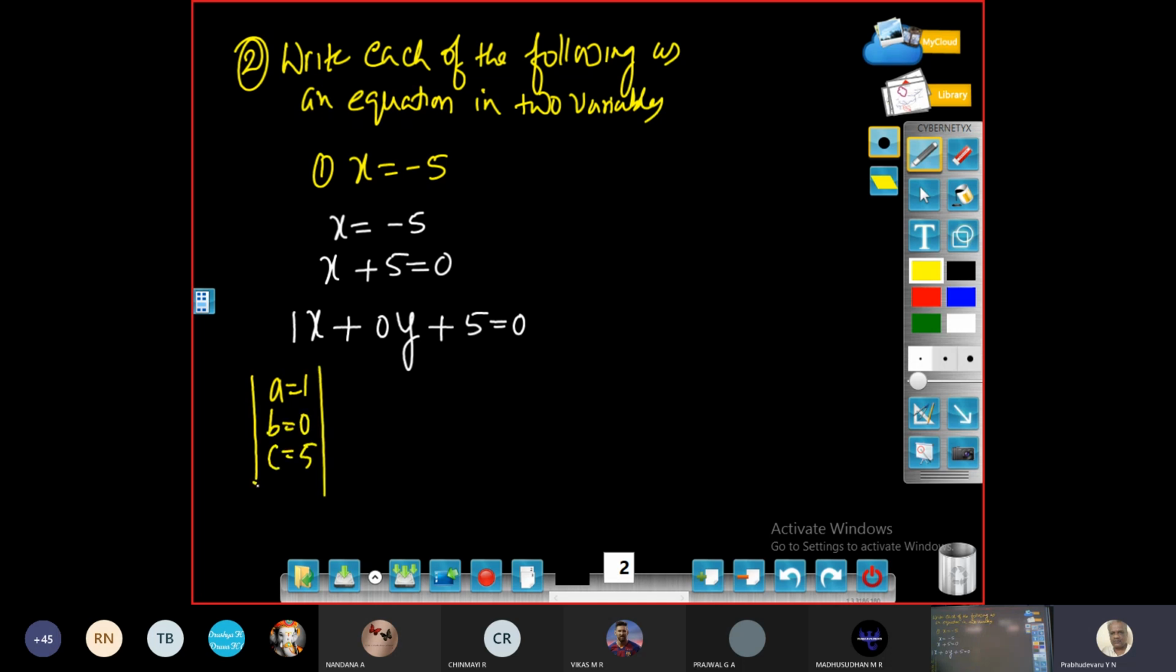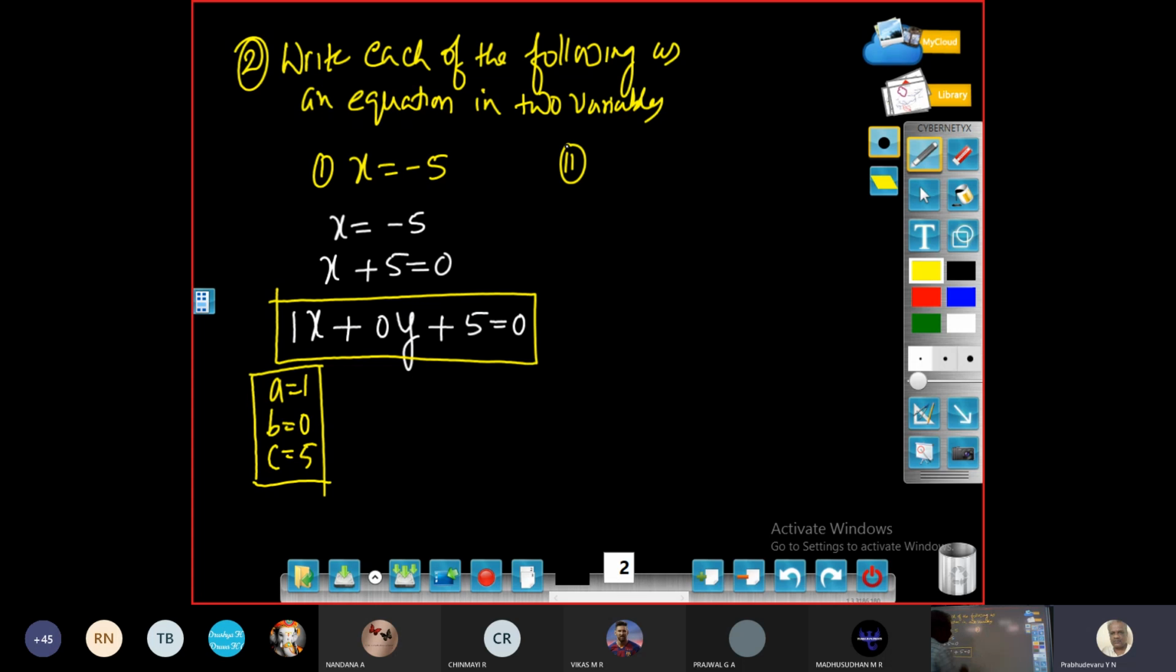See, I said that the values of a and b should not both be equal to 0. If it is equal to 0, what happens? This variable will be eliminated there. Therefore, here b value is 0, that's why you are not finding the variable y in the equation, because the coefficient is 0 here. b is 0. So we have written the given equation in the form of an equation in two variables.